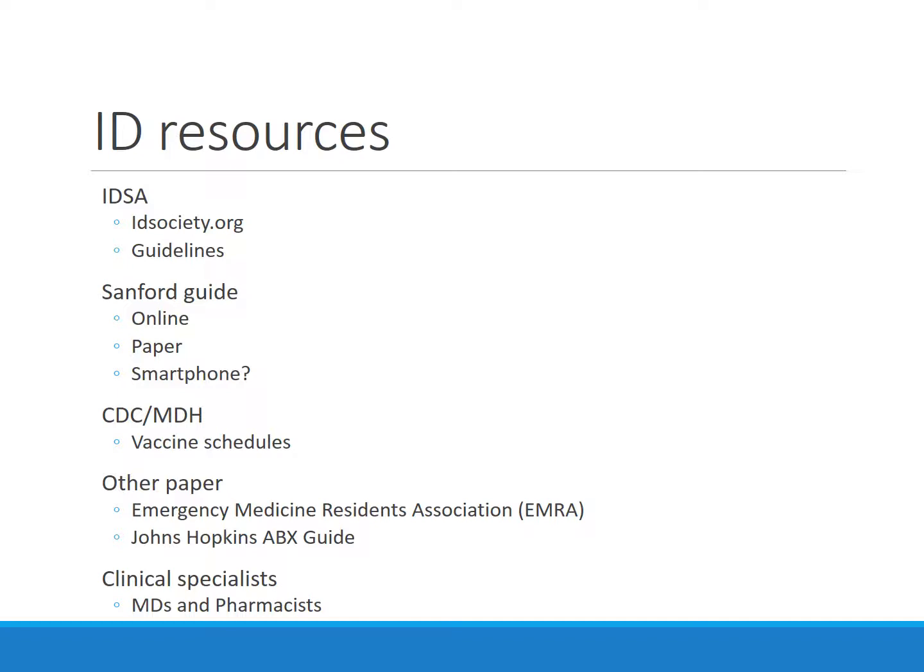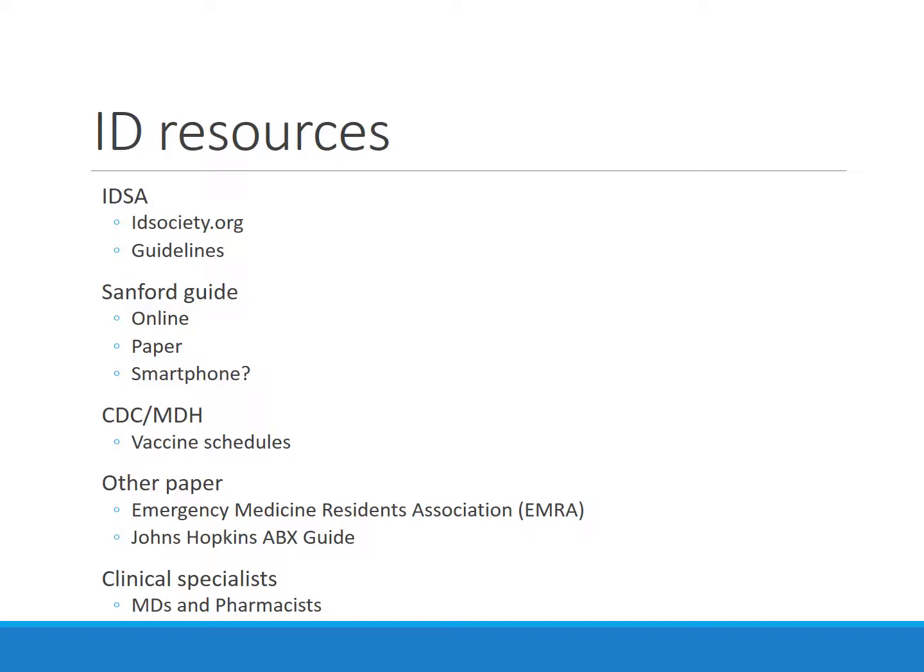Sanford Guide is probably something you may or may not be familiar with. Sanford Guide is a paper reference that a lot of people have, and it historically were these little small pocket-sized books that people would carry around with them. Now it's available online a lot of places. For example, Alina, which is the system I work in, has access to Sanford online. And the really nice thing about Sanford, and probably its most functional tool, is a table that shows you all antibiotics and their spectrums of activity.